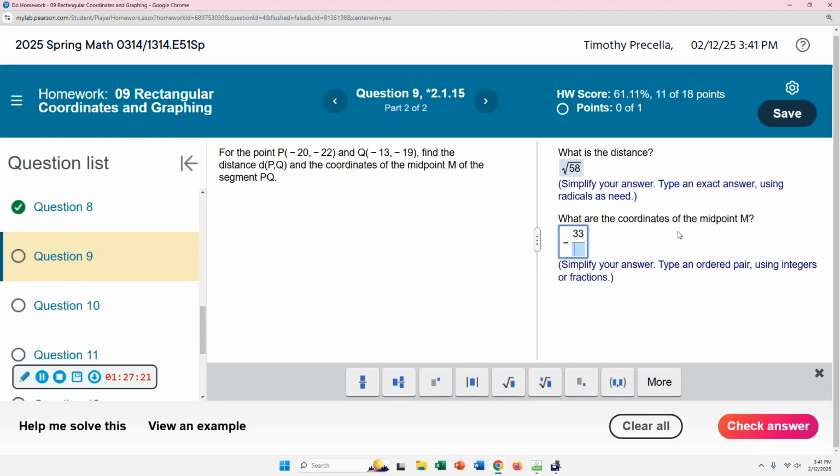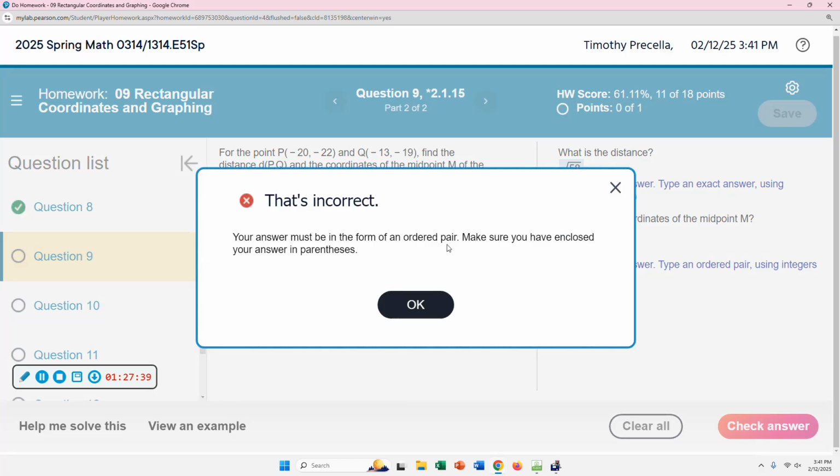Negative 33 over 2. If you notice me doing something wrong, I just did. I should have put that comma down there. Comma, negative 41 over 2. What's going to happen here? We need the parentheses. And when you're doing your homework, you know, oh, I didn't put my parentheses.